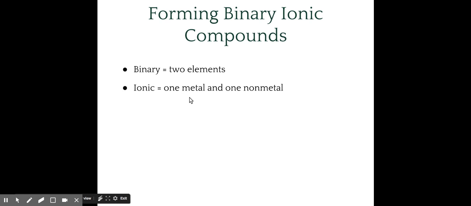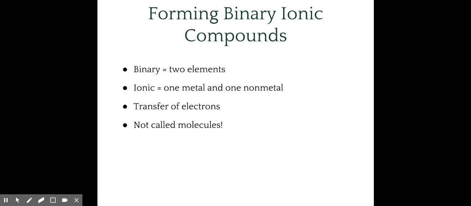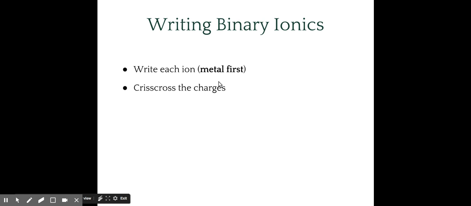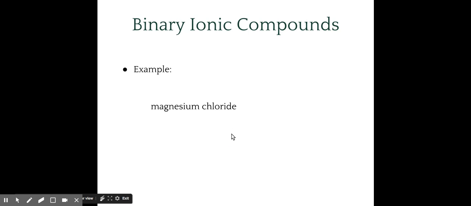All right, when we have our binary compounds, ionic compounds, the metal will always be written first. For our binary ionic compounds, 1 metal, 1 non-metal, and the metal will always be written first. When we have ionic compounds, we have a transfer of electrons. Those ionic compounds are not molecules. All right, when writing binary ionic compounds, again, the metal is written first. You're going to crisscross their charges. Crisscrossing the charges will balance them so that your compound is neutral. It has an overall charge of 0. And when you crisscross those charges, you'll drop your positive and negative, and you'll only be left with subscripts.